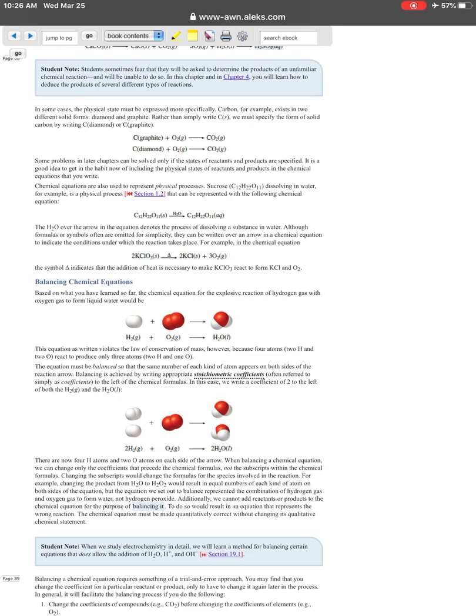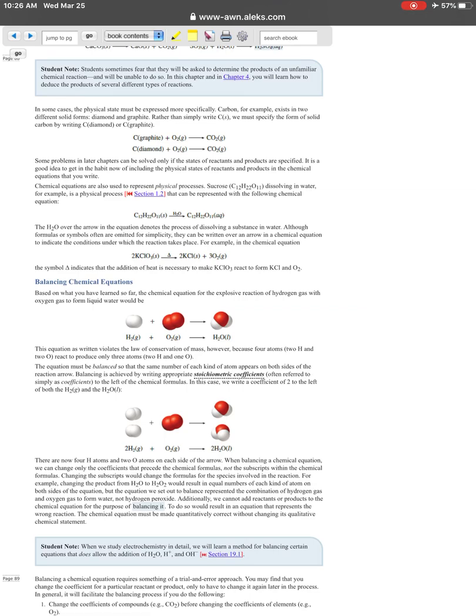Based on what you have learned so far, the chemical equation for the explosive reaction of hydrogen gas with oxygen gas to form liquid water would be H2(g) plus O2(g) yields H2O(l). This equation, as written, violates the law of conservation of mass, however, because 4 atoms, 2 hydrogen and 2 oxygen, react to produce only 3 atoms, 2 hydrogen and 1 oxygen. The equation must be balanced so that the same number of each kind of atom appears on both sides of the reaction arrow.